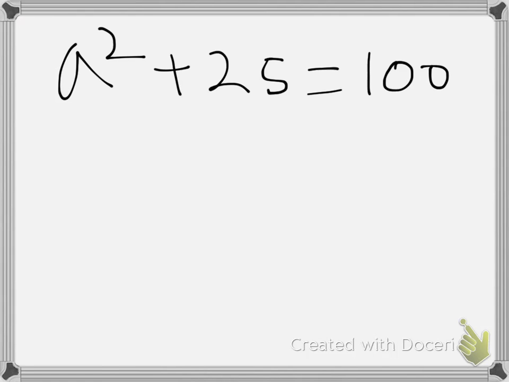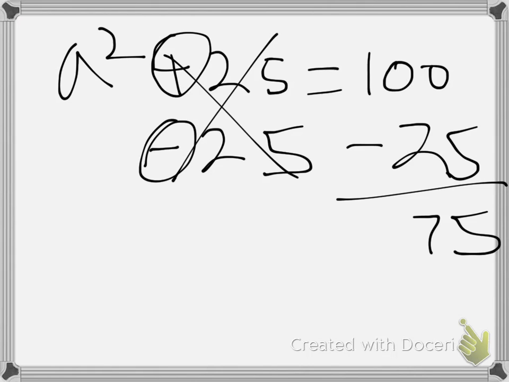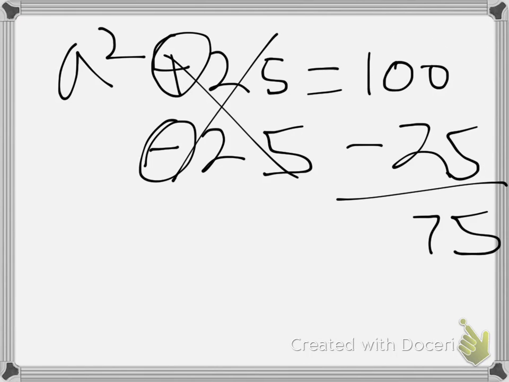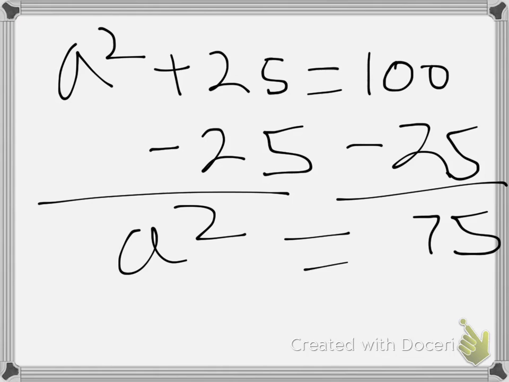Now what we have to do is basically isolate A. In order to do that, we're going to have to subtract 25 on both sides. When we do that, this gets canceled because those are opposites, or basically 25 minus 25 is 0. And then you subtract 25 from 100, which leaves you with 75. But that's not the answer. So you get left with A squared equals 75.